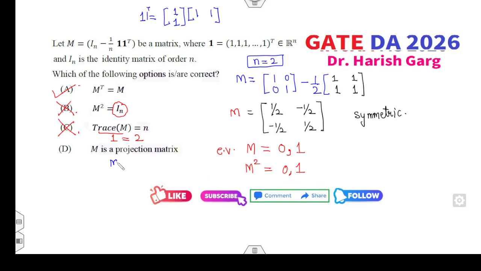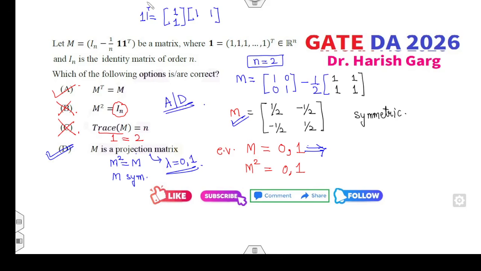M is a projection. What is the meaning of a projection? M square is equal to M, and M must be a symmetric matrix. So M is symmetric. Fine. So if it is a projection matrix, what should its eigenvalues be? The eigenvalues must be 0 and 1, only then does it become a projection matrix. So you can see the projection matrix has eigenvalues 0 and 1. So yes, A and D are the right answer of the problem.